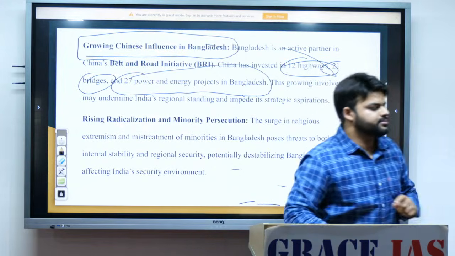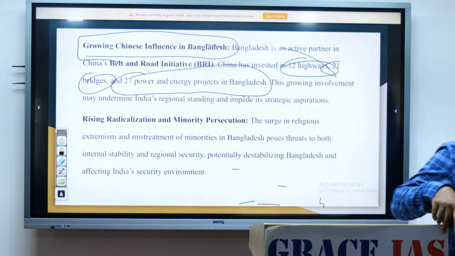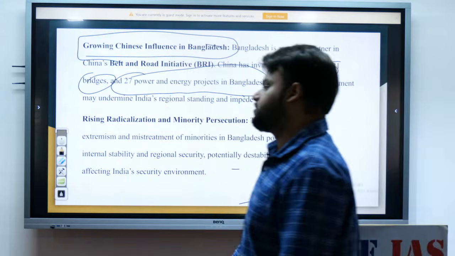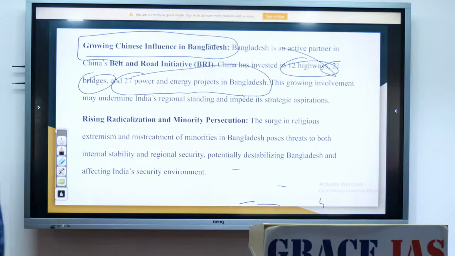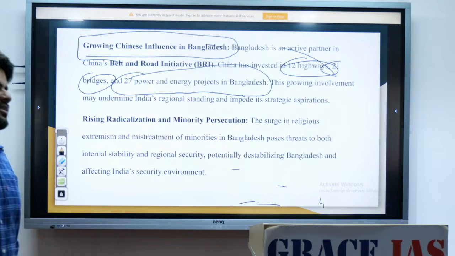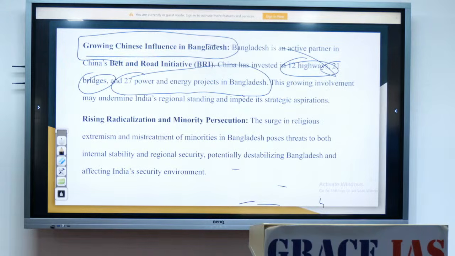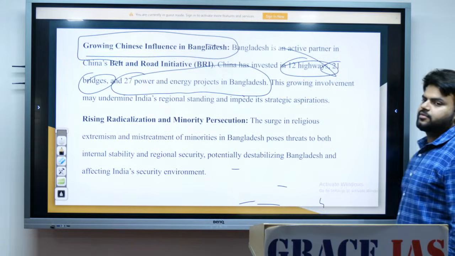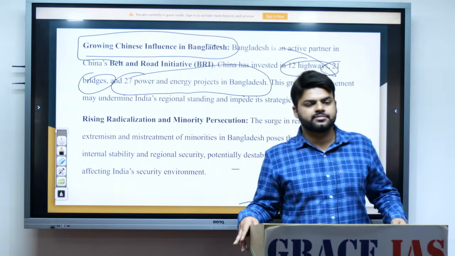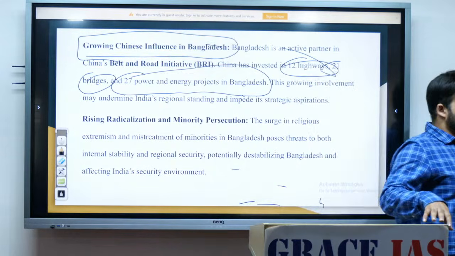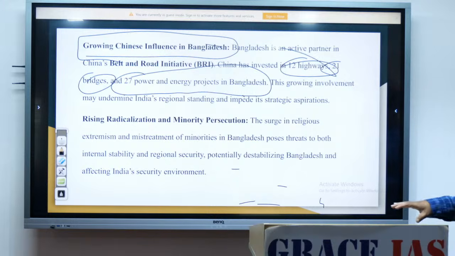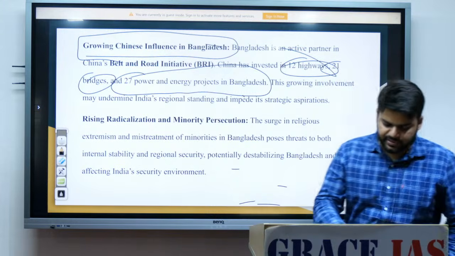Next, increased use of technology. Increased use of technologies like AI, drones, for better border management.